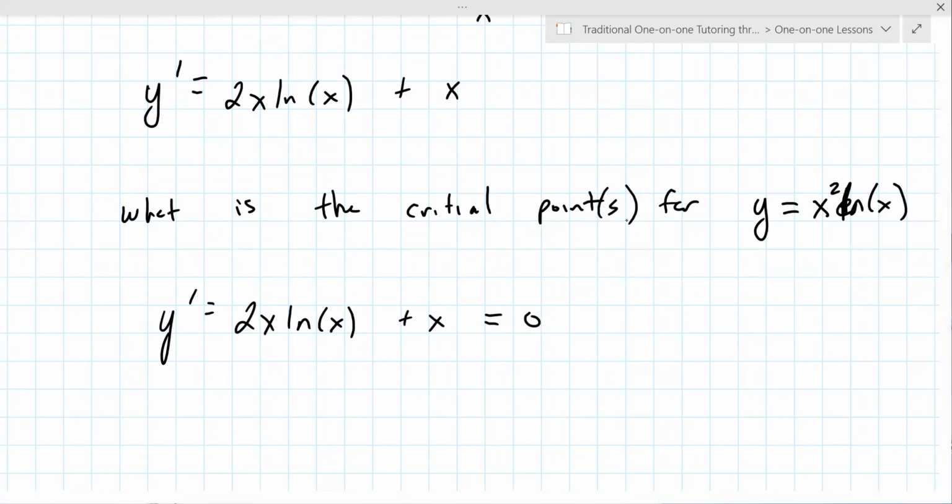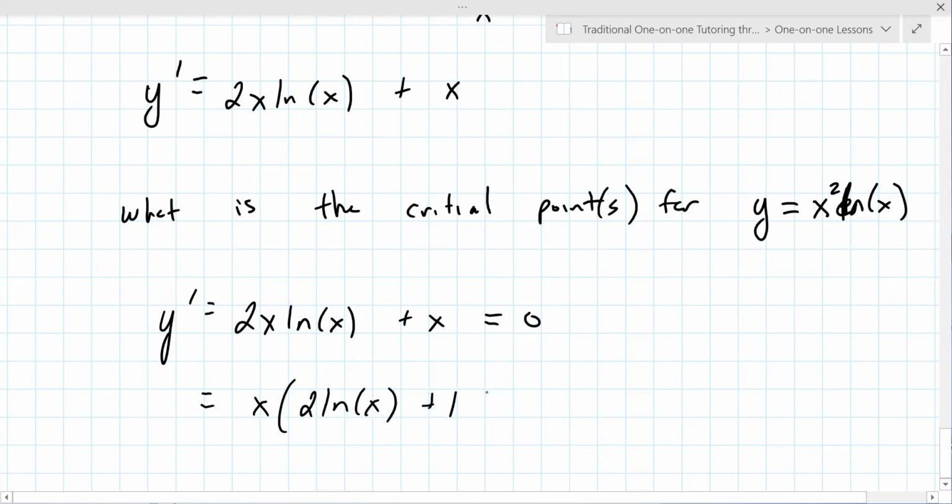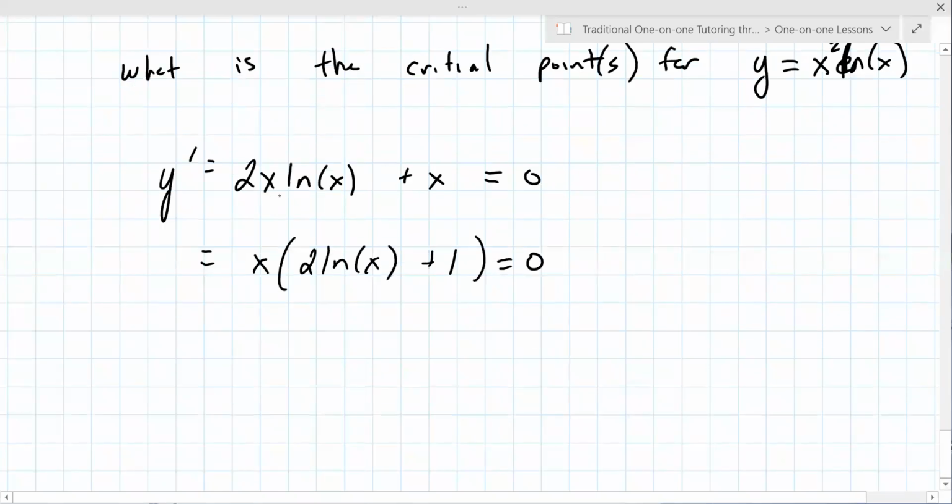No, you can't bring out an x. Well, you can't really factor anything out of that. So you can factor x out of both. So 2 natural log of x plus 1. Wait, you can do that even though it's 2x? Yes, yes. You know this. You really do. You just maybe haven't done math in a while. Because if it's in both places, you can factor it out.